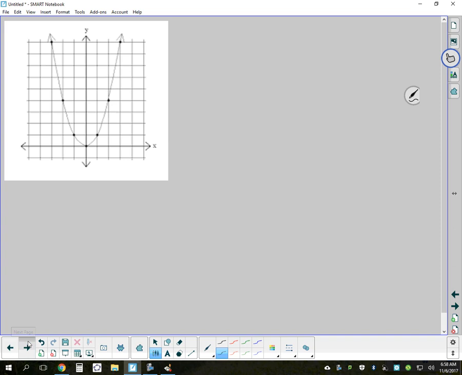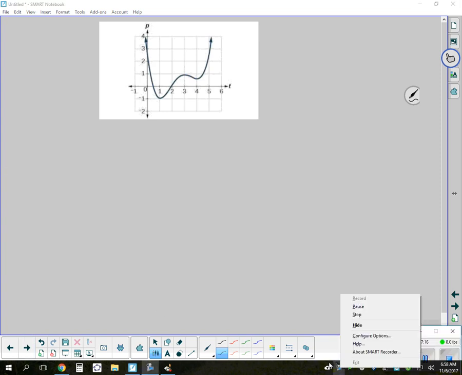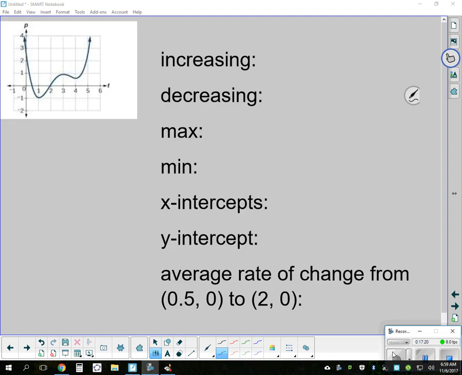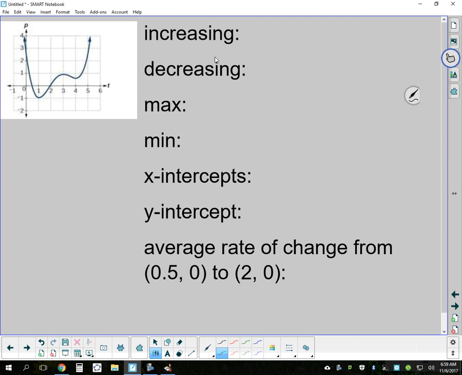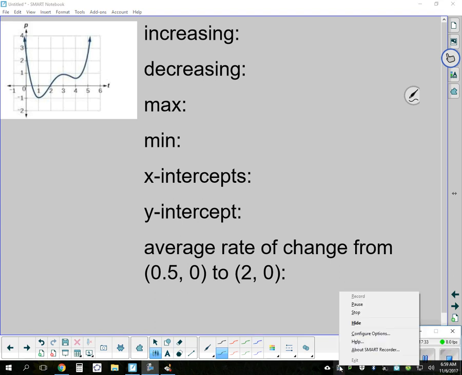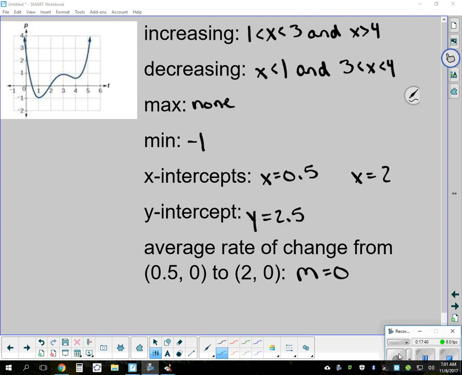Okay, let's look at this one here. I'm going to have you guys find the stuff on this one. Okay, so here's what I want you to find. Let's use the notation with the less than and greater than symbols for your increasing and decreasing. Find all of the stuff, pause the video, and then we will come back and go over the answers. Okay, check it out. See if you got what I got.